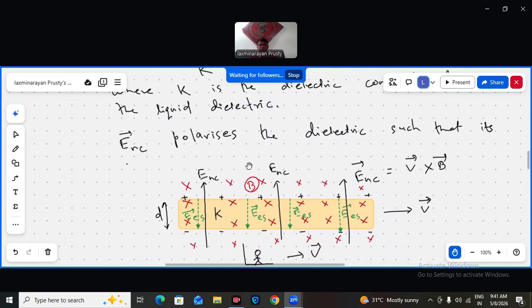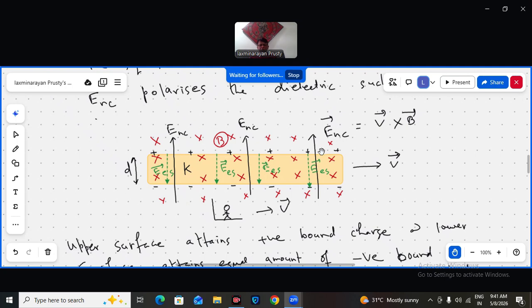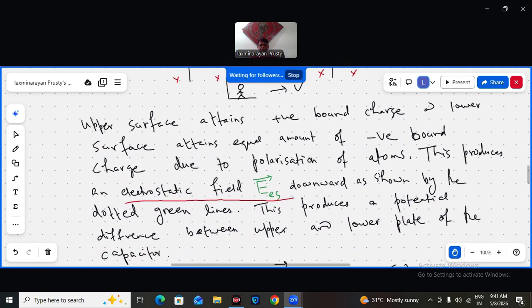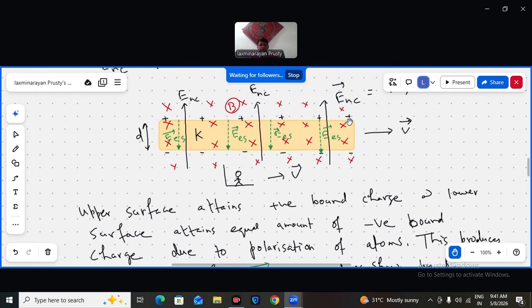So that's why this happened, because ENC polarizes the dielectric such that its upper surface attains a positive bound charge, and the lower surface attains an equal amount of negative bound charge. This produces an electrostatic field, because static charge accumulation there means the electrostatic field must be there.